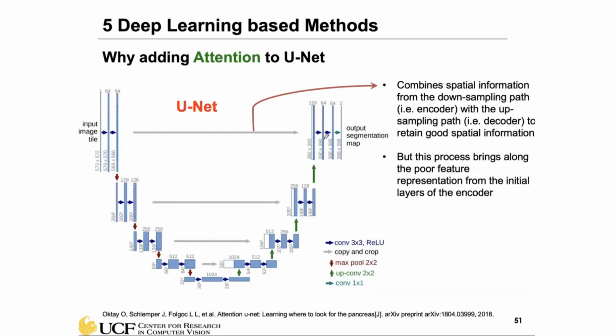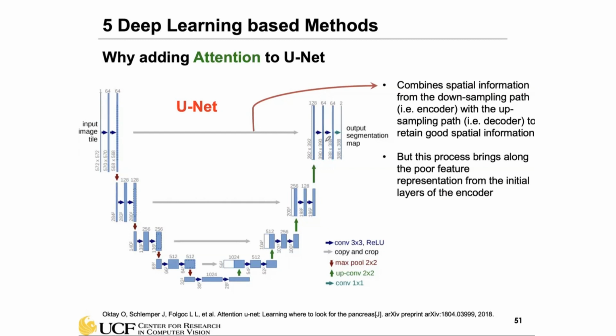So we do this symmetrically. But this process may bring along some of the poor feature representation from the initial layer of the encoder. If you look at this initial layer, as we mentioned, it only learns some of the coarse feature representations: edges, corners, those fundamental, basic features from the images. So those feature representations may be very coarse. If we concatenate these features on the decoder side, they may introduce some poor feature representation. This may affect the final prediction.